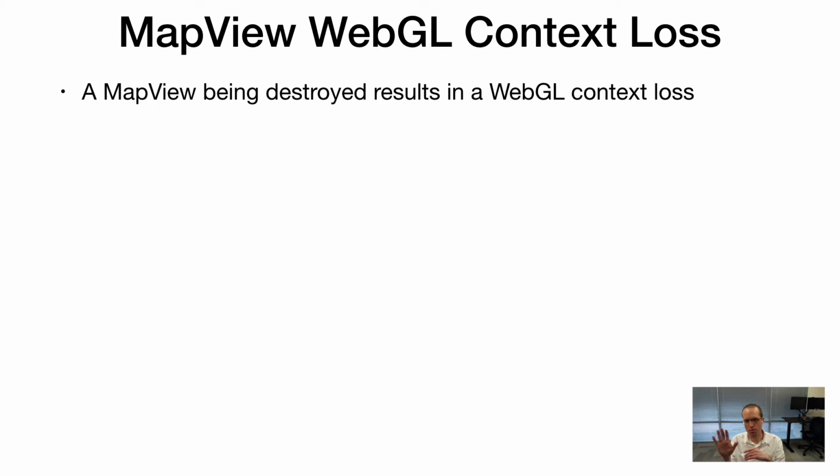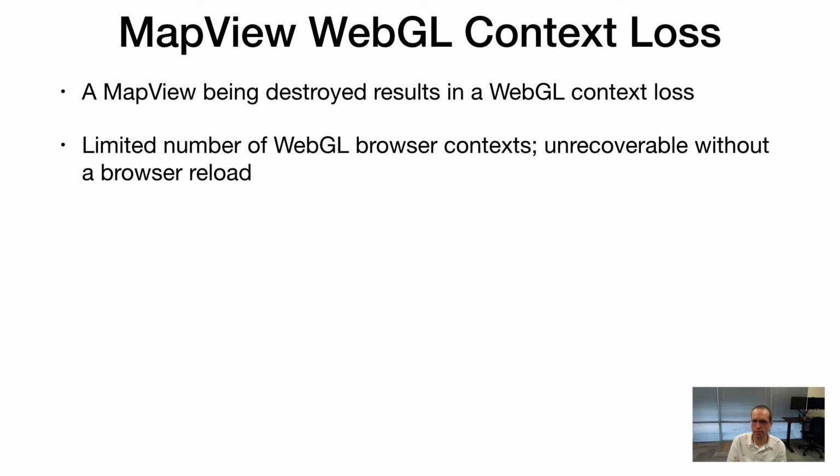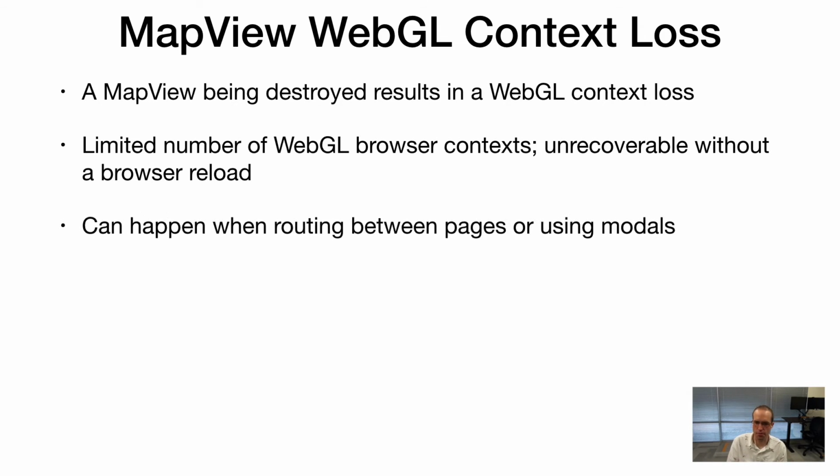You navigate back to the home screen, a new map view is created. You do this a handful of times, and the next thing you know, you won't have a map at all. You won't get a map when it's trying to create a new map, and that's because it's run out of WebGL context. It results in a context loss. There are a limited number of them in a load of an application, a load of the browser, and they're unrecoverable without reloading the browser.